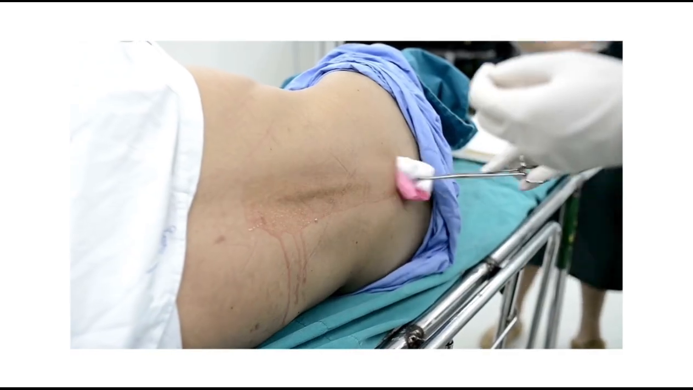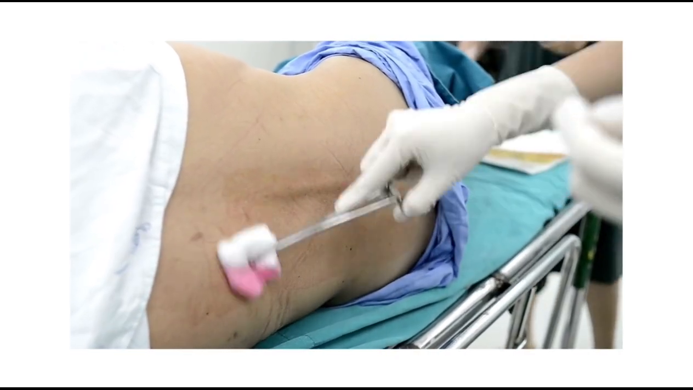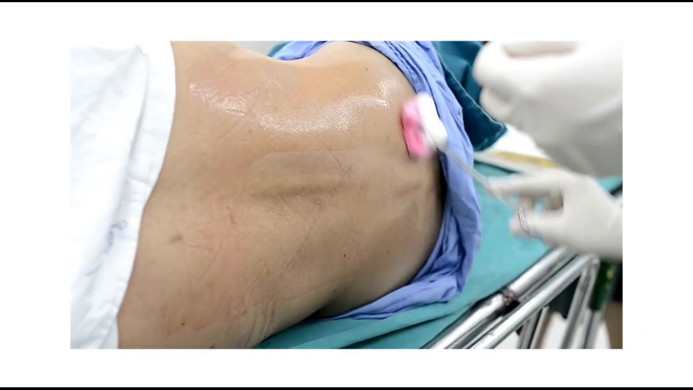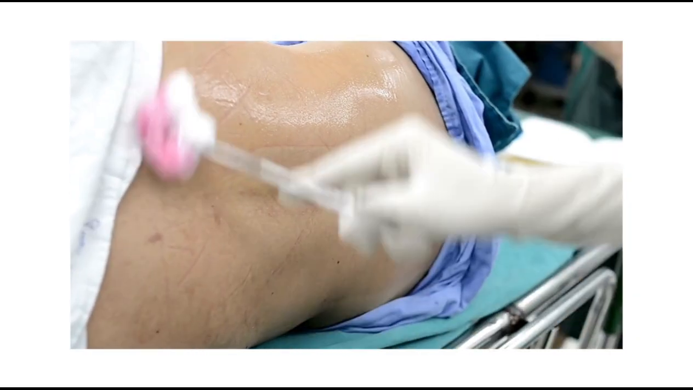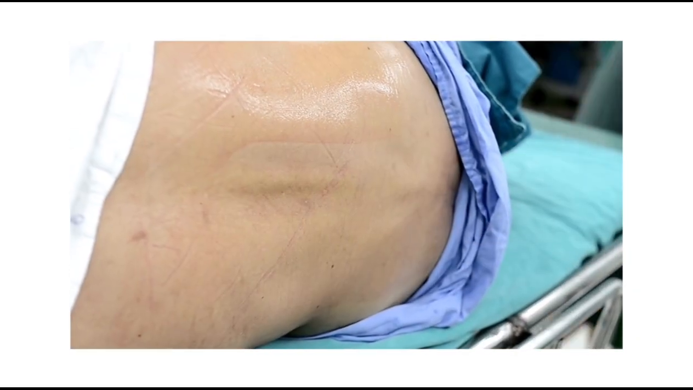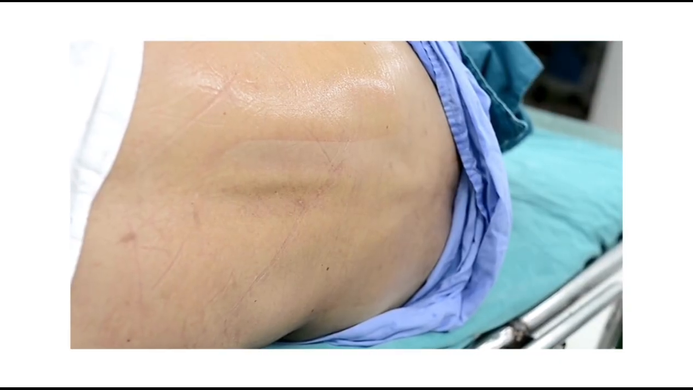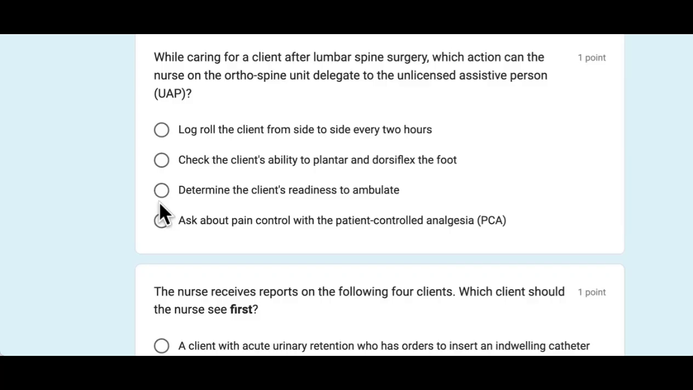So while caring for a client after lumbar spine surgery, which action can the nurse on the ortho spine unit delegate to the unlicensed assistive personnel? UAP, also known as the aide. All right, so which action can the nurse on the ortho spine unit delegate to the unlicensed assistive personnel? UAP. So is it A, all right, this is a multiple choice question.